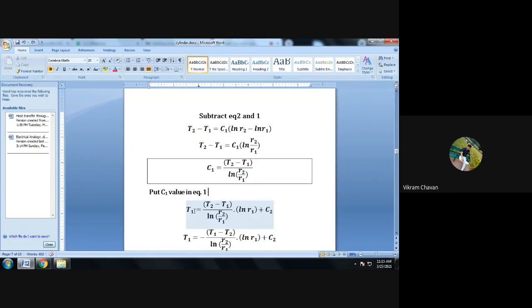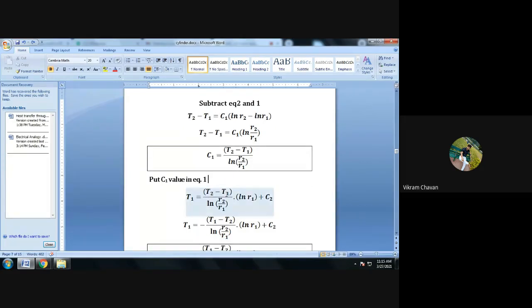So equation 1 will become T1 is equal to T2 minus T1 whole divided by ln of R2 divided by R1, multiplied by ln of R1, plus C2. Now, to take these values in the format of initial temperature minus final temperature, we have to take the minus sign out of the bracket.